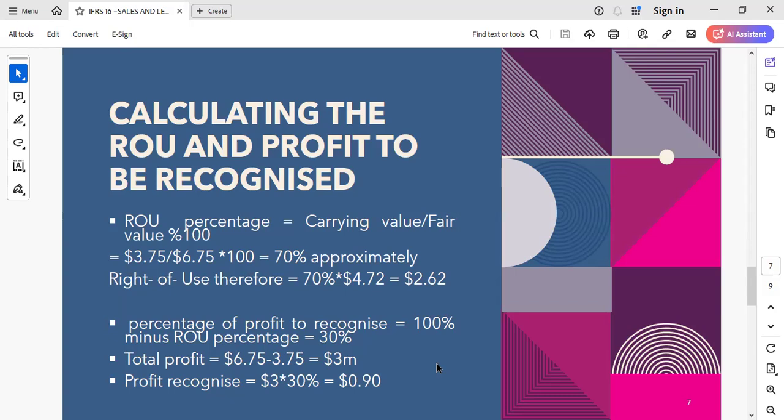So what we want to do is take the 30% that is left multiplied by the total profit from this sale. Total profit from this sale was 6.75 minus 3.75. That gives us 3 million. You take 30% of 3 million, that gives us 0.90. So we've been given the present value of the lease liability. We now know the value of the right of use, and we also know the amount of profit that we have made from that disposal.